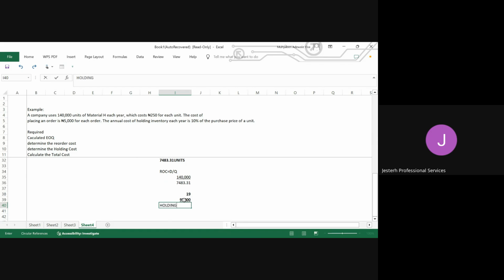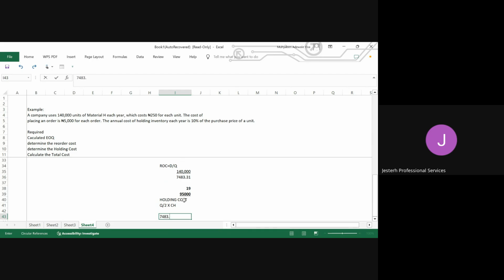Now, holding costs. The formula to calculate holding costs is Q divided by 2 multiplied by CH. Our CH means our holding cost per unit. Now we have already determined the number of units that we need to place, which is 7,483 units.